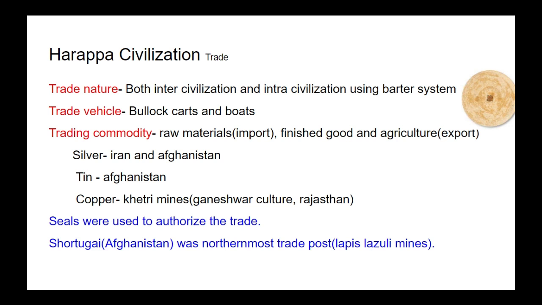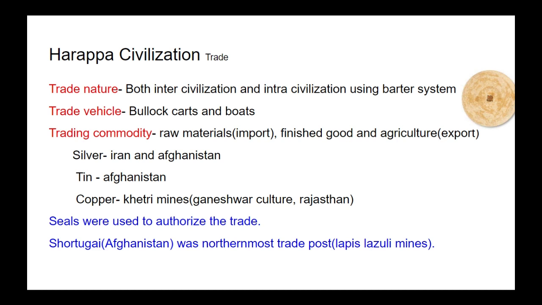What were the vehicles used for trading purposes? It was bullock carts and boats. In the Harappan civilization, people used wheels of solid construction. The wheels of the bullock carts were completely solid. You can see in the image on the right side. We don't find any spoked wheel from the Harappan Valley civilization.